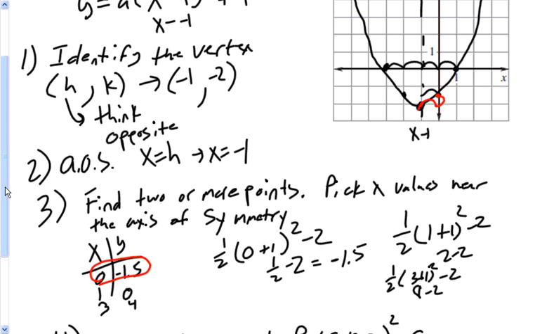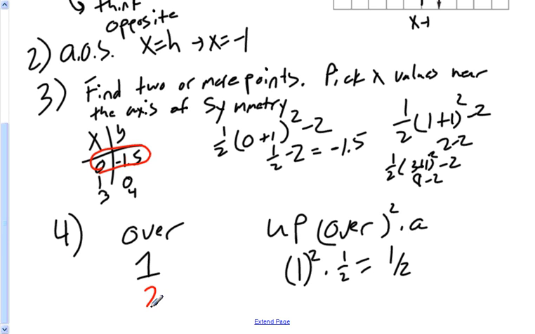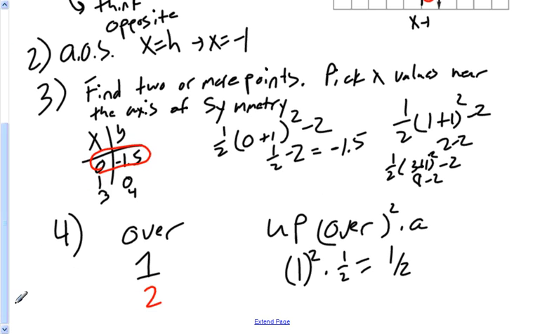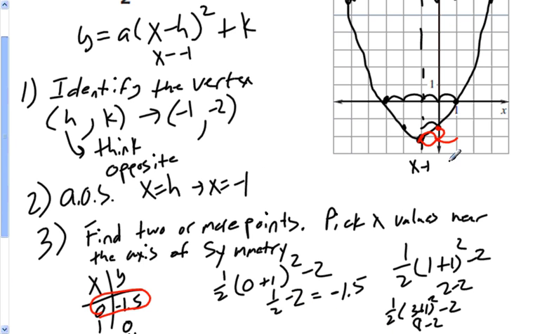All right. If I went over 2 units from the vertex, it's 1, 2. I'd be at x equals 1. But we don't care about the x value. We just want to know how far do I go over. And then I need to know how far do I go up. So I'm going to take my over amount, which is 2, square it times 1/2. So 2 squared is 4. Half of 4 is equal to 2. So I'm going to go over 2, and I need to go up 2. And that puts me at this point.